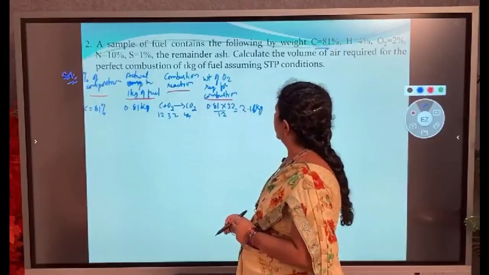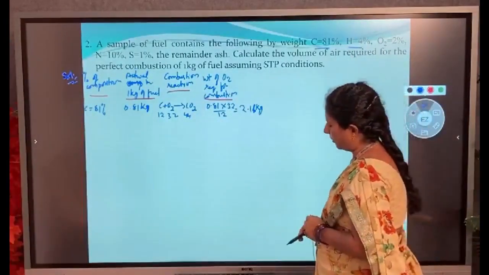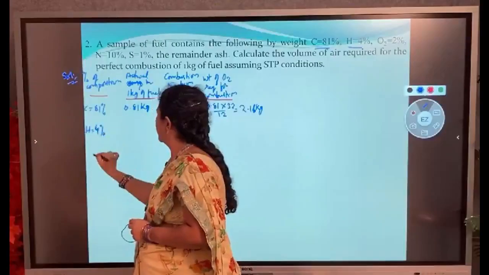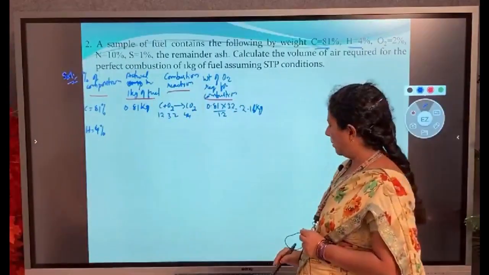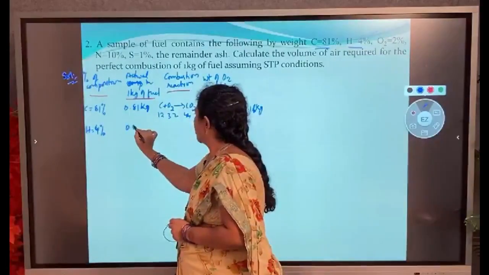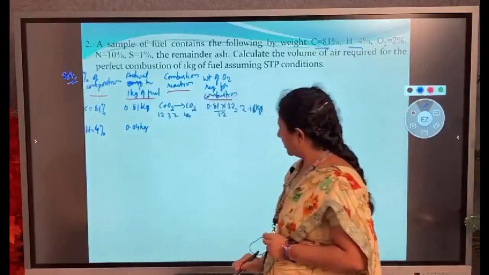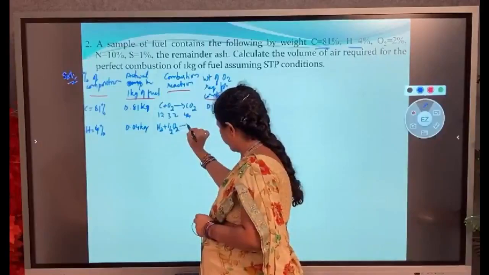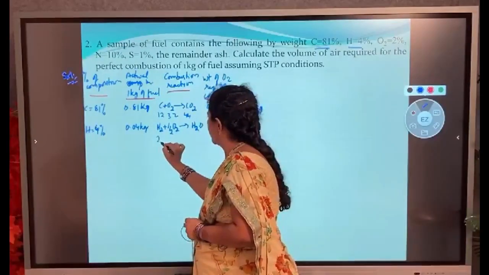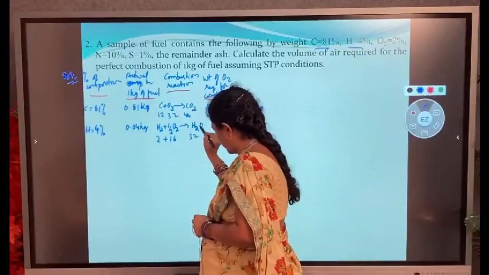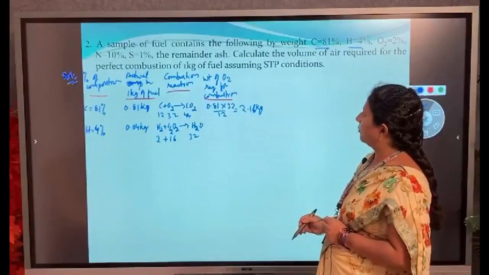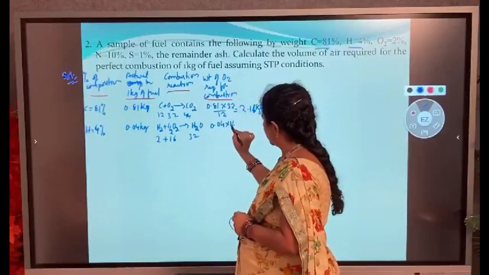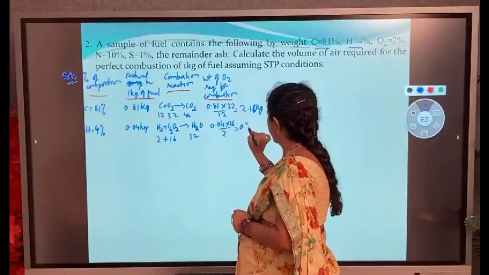Next one given is hydrogen 4%. So the actual composition in 1 kg of fuel is 0.04 kgs. Coming to the combustion reaction, H2 plus half O2 gives rise to H2O, that is 2 plus 16 gives rise to 18. So the weight of oxygen required for combustion is 0.04 into 16 by 2, that is 0.32 kgs.